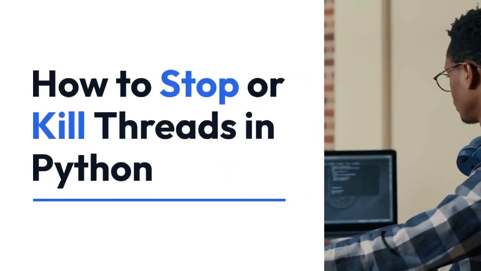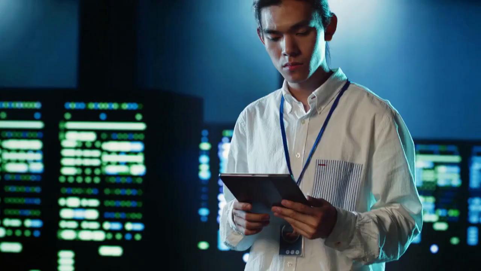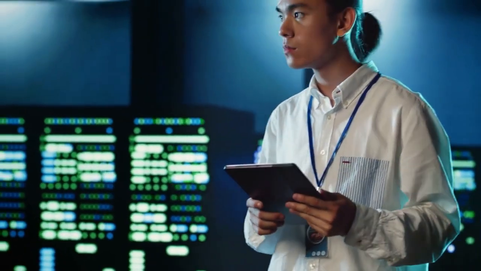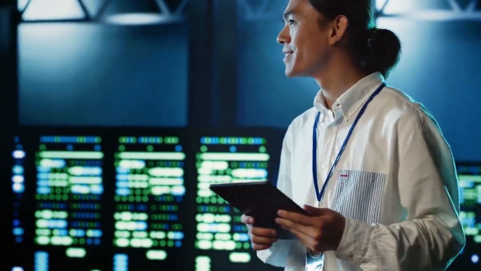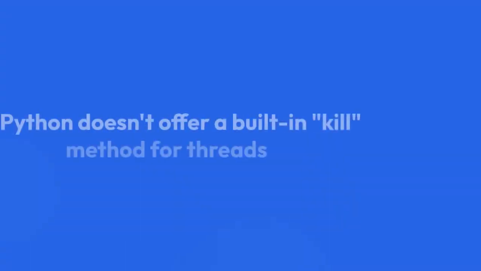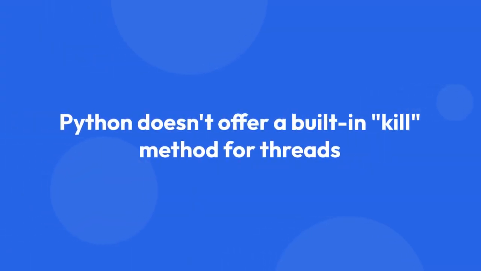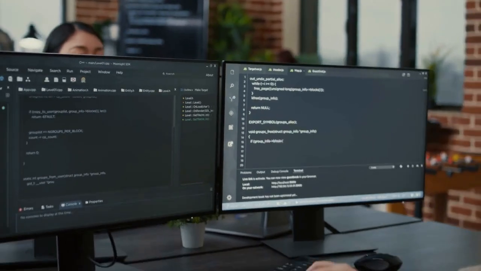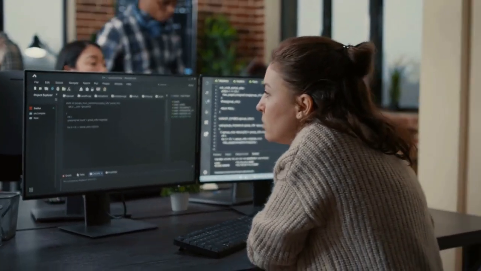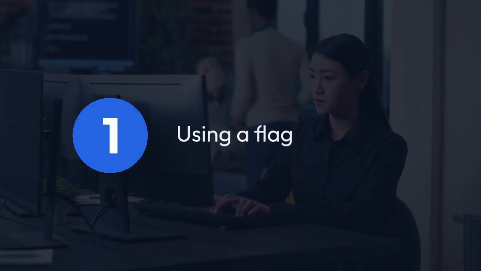We're going to explore how to stop or kill threads in Python. It's crucial to understand that directly killing a thread in Python isn't as straightforward as in some other languages. Python doesn't offer a built-in kill method for threads. Instead, we rely on cooperative mechanisms where the thread itself decides to terminate. Here's how we can achieve this.